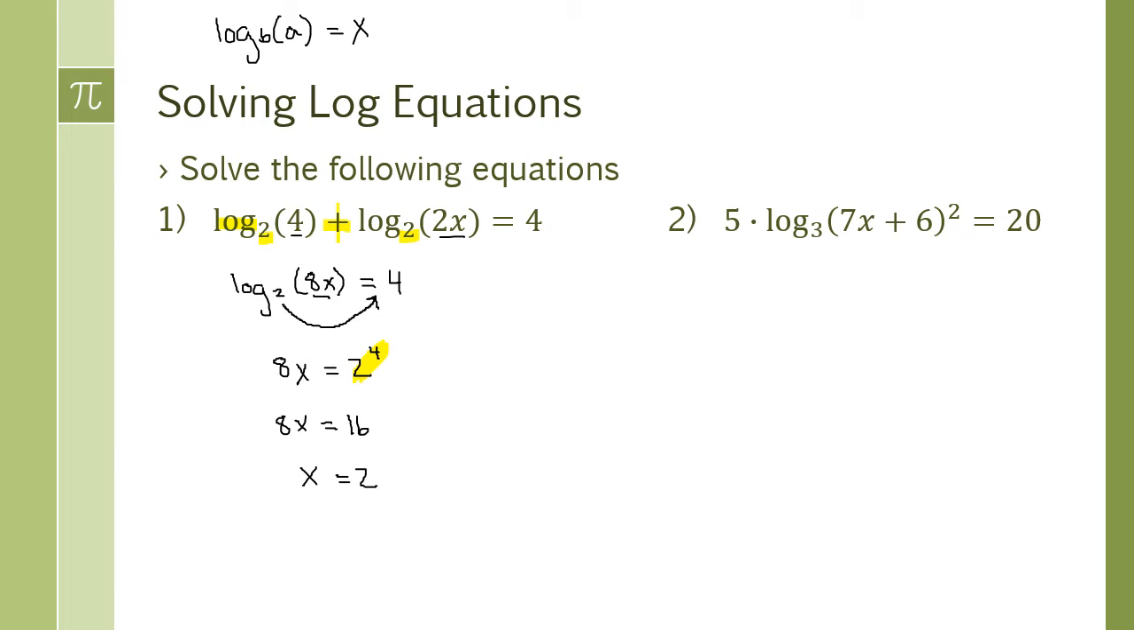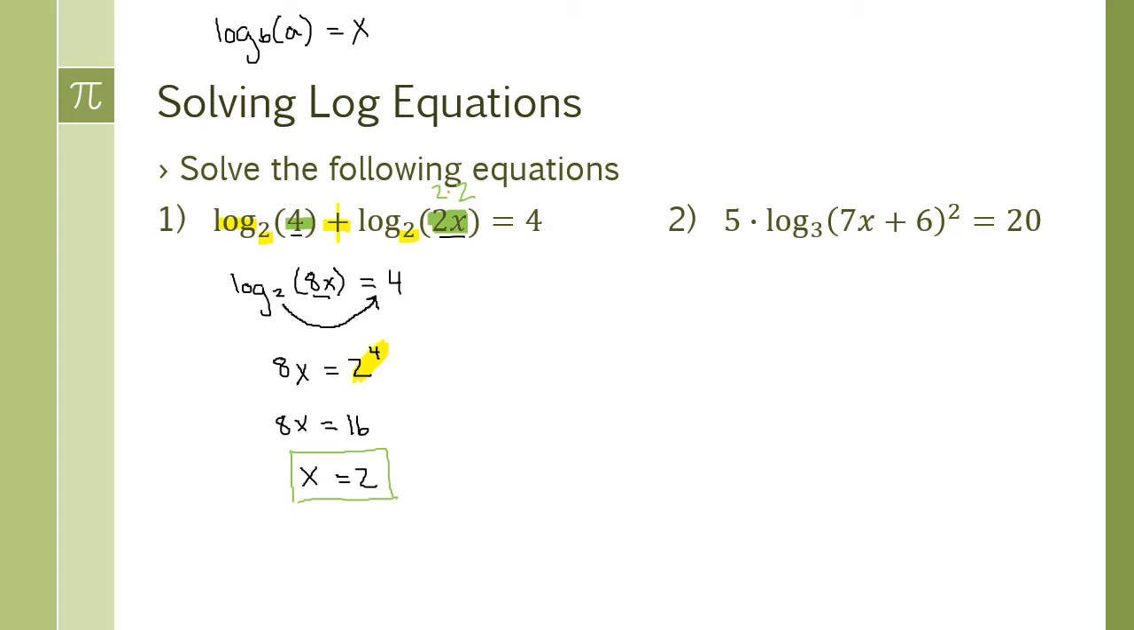Now, I should go back and double check my arguments here that I'm not getting any kind of a negative argument. So I do log base 2 of 4. That doesn't even have an x in it. But if I do log base 2 of 2x, plugging x in for that, it will be 2 times 2, or 4. That's a positive number, so we are good to go. This is a real solution, not an extraneous one. X equals 2.